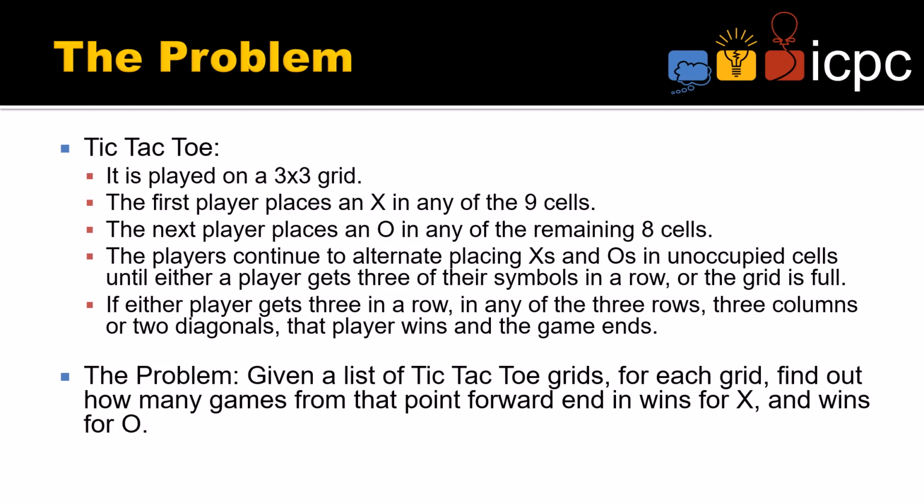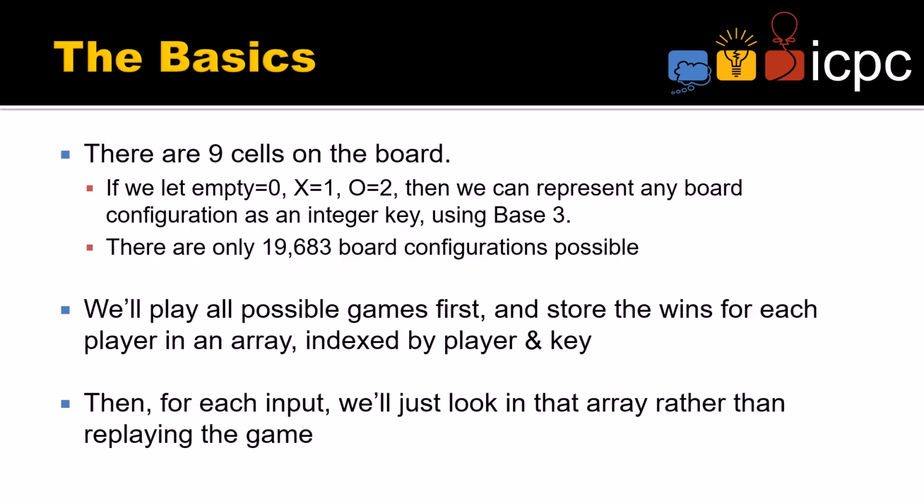It's played on a 3 by 3 grid, and players alternate placing X's and O's in the grid. If any player gets three of their symbol in a row, they win and the game ends. So the problem was, given a list of tic-tac-toe games in progress, for each one, find how many ways from that point forward X can win and how many ways from that point forward O can win.